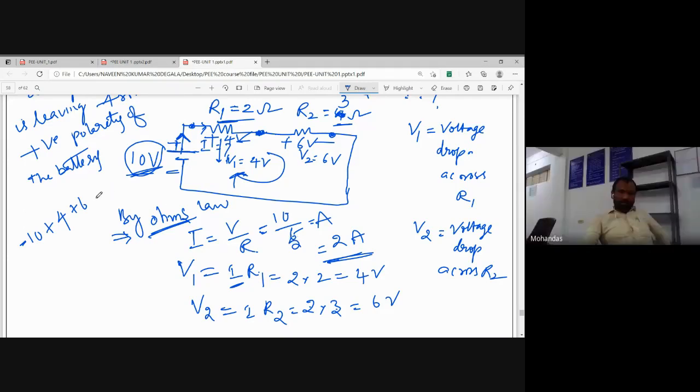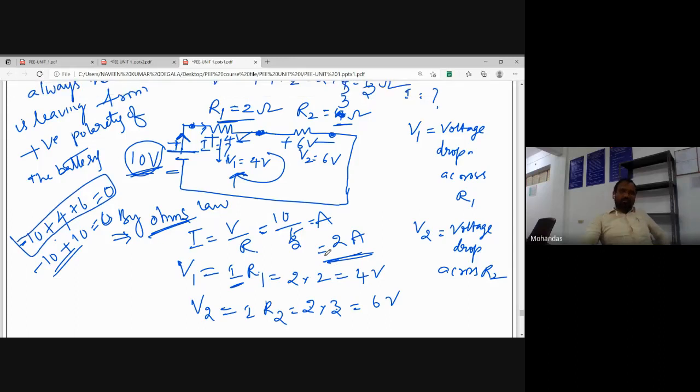0. Is it becoming 0 here? Are you getting 0 or not? Please. It is minus 10 now, 4 plus 6 again 10, which is equal to 0. Right? The total value becomes 0. That is the proof of KVL.